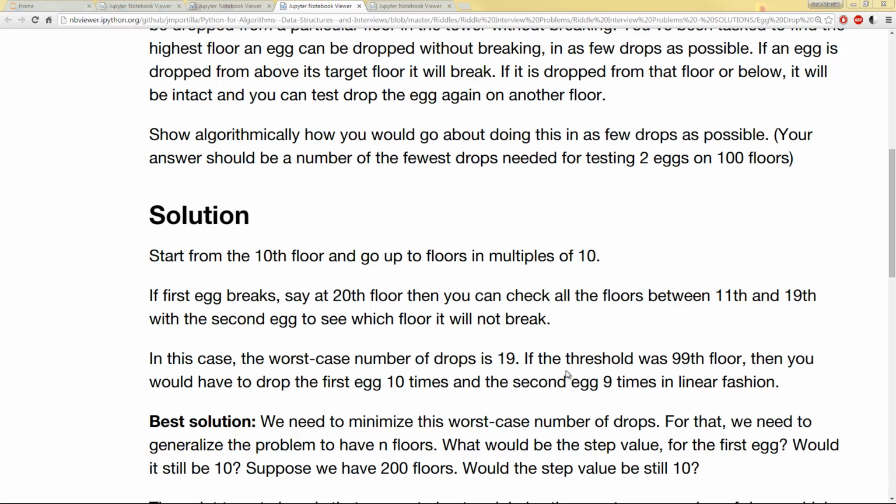So what's the best solution? We want to minimize this worst case number of drops. And for that, we'll generalize the problem to n floors. Again, another good tactic in an interview situation, generalizing problems.